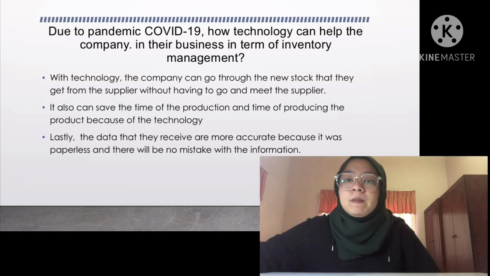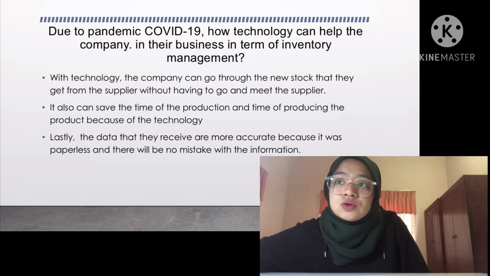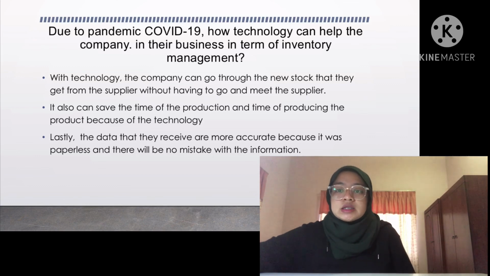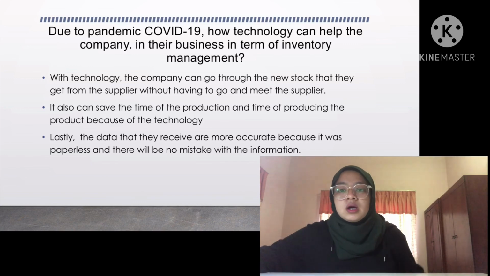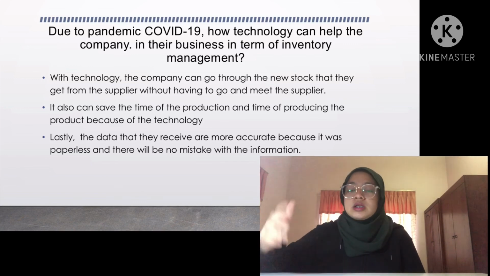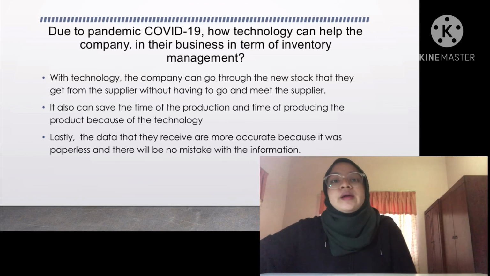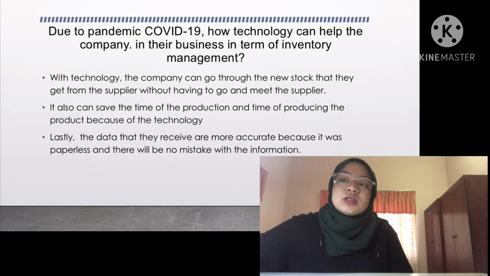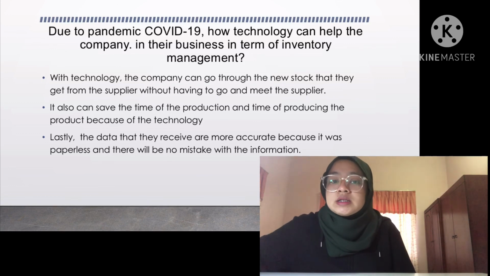So, firstly, with technology, the company can go through the new stock that they get from the supplier without having to go and meet the supplier to check whether the list of the products that are being shipped are the same. Next, it can also save time in production and time in producing the products because of the technology that has been used at the company itself.